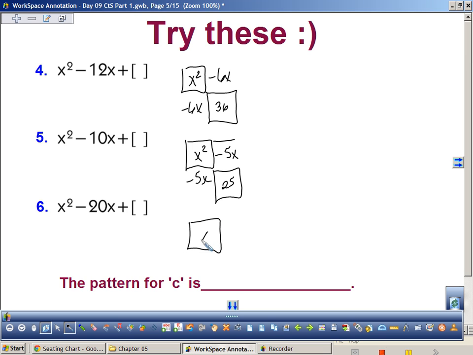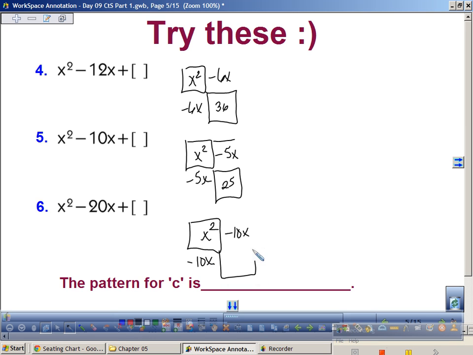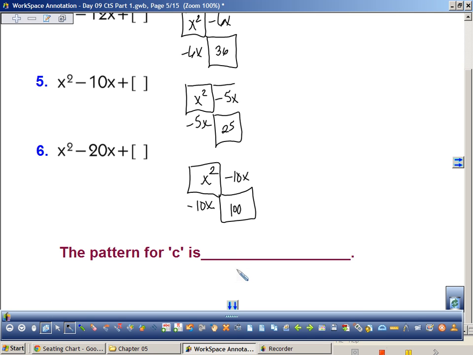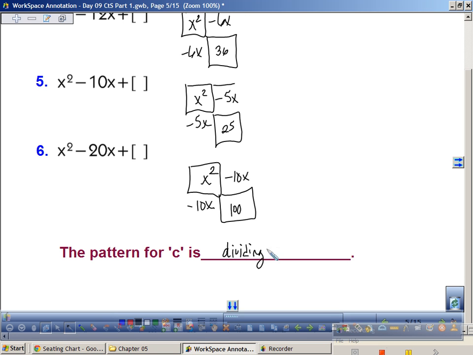Let's see. Who else? Brandon. This is negative 10x and negative 10x. What would complete this square? 100. Okay, so somebody tell me the pattern. What are we doing each time? We are splitting it in 2 or dividing by 2. Half of it being squared. And conceptually, we're dividing by 2 and then squaring. Right? Splitting it in half and squaring it.